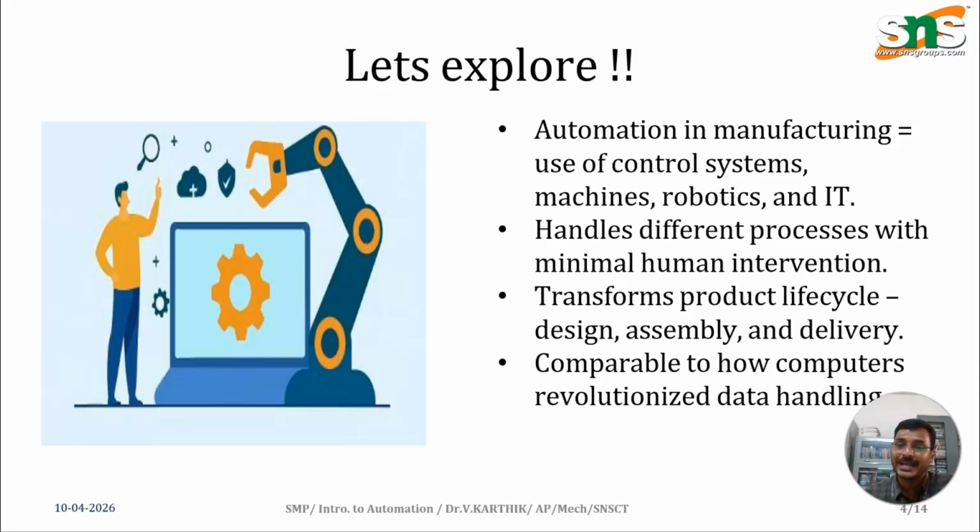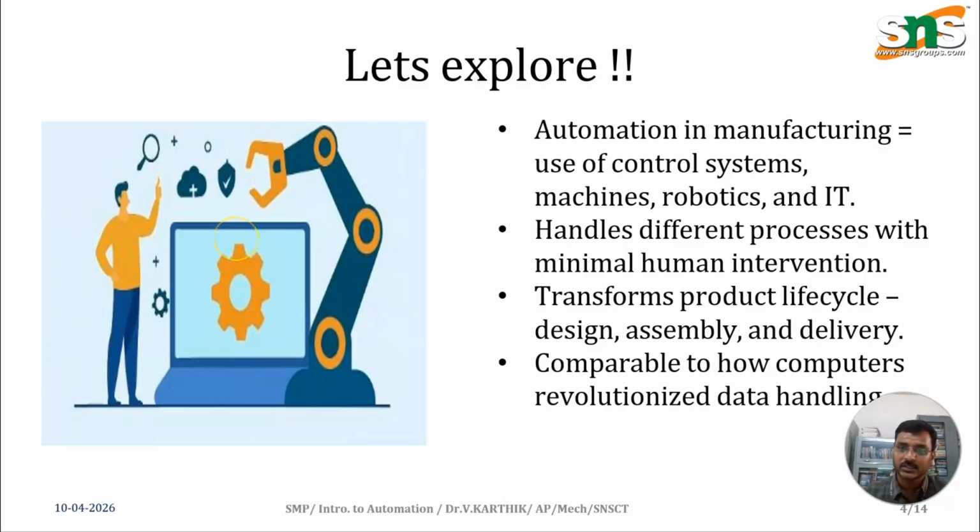Then it will give you the maximum benefits for the labor, and also for the product and the machine maintenance. It handles different processes with minimal human interventions. So while we do the mechanical manufacturing system in an automated way, we use only minimum human intervention, and then the product life cycle, the design, assembly, and delivery, where this will give enormous benefits in the mechanical systems, compared to computerized data handling, where easily we can retrieve data from very long back years. So that will help in these automation processes, smart manufacturing. So this is called automations.